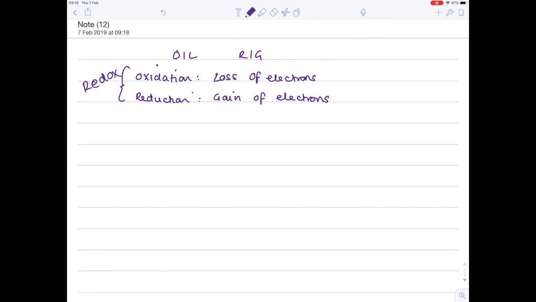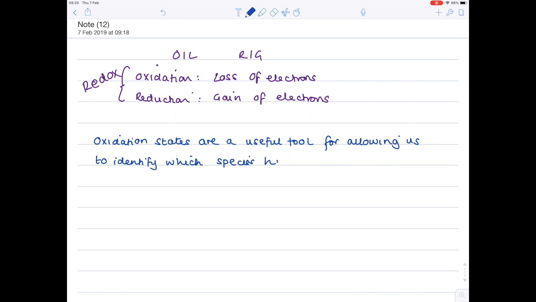Basically, there's a whole set of rules you need to follow. If you follow those rules, you'll be able to, first of all, work out the various oxidation states, and secondly, work out what has been oxidized and what has been reduced. So to put that into words, oxidation states are a useful tool for allowing us to identify which species has been oxidized and which has been reduced.